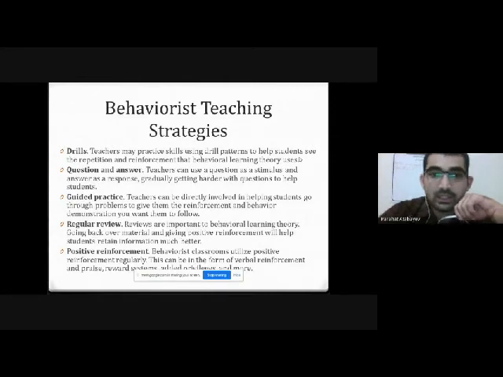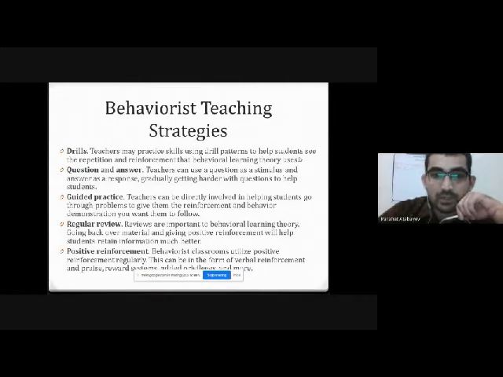Guided practice. Teachers can be directly involved in helping students go through problems to give them the reinforcement and the behavior demonstration you want them to follow. Regular review is also important in behavioral learning theory. Going back over material and giving positive reinforcement will help students retain information much better.